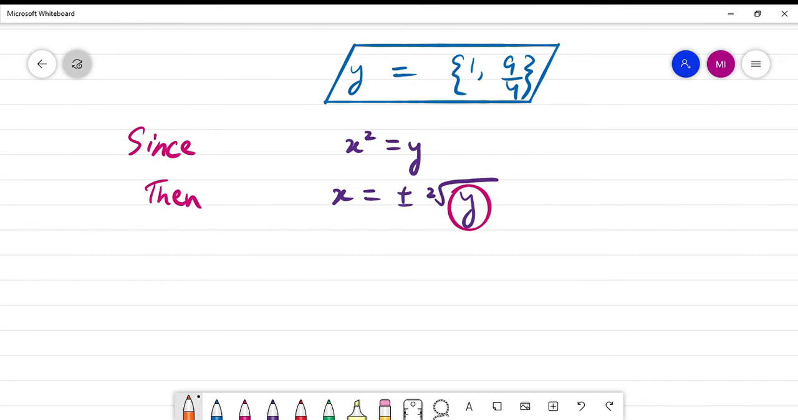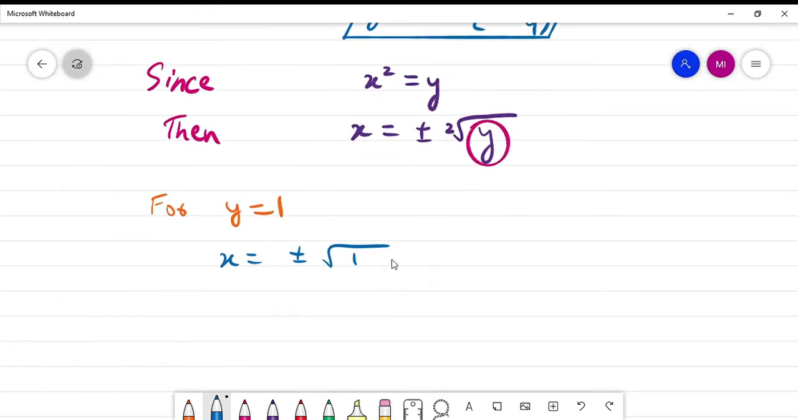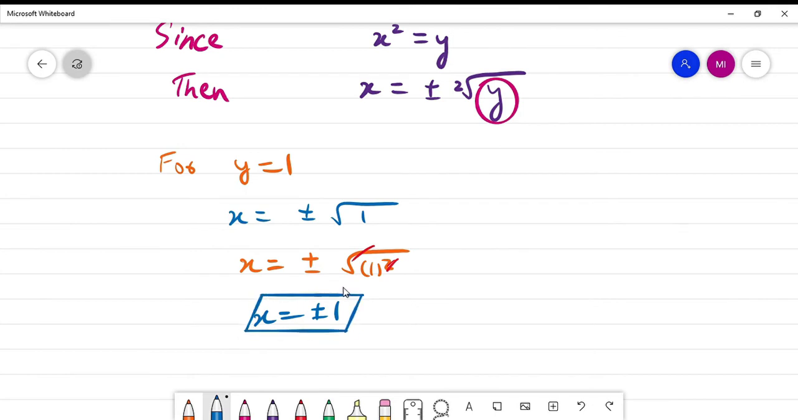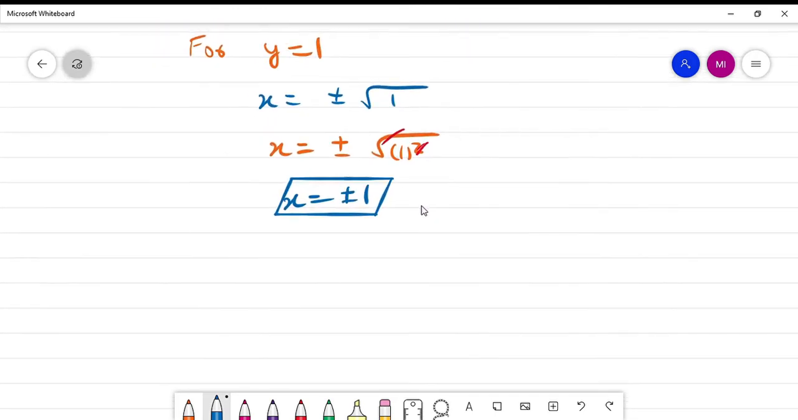So for y is equal to 1, x is equal to positive and negative square root of 1. And so x is equal to positive and negative square root of 1 squared. And the square and the square root cut out, and we get x is equal to positive and negative 1. This is one value. Two values.